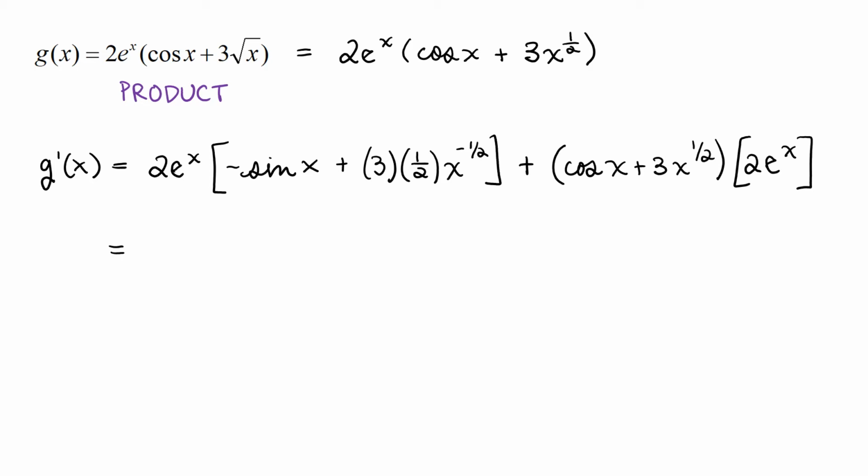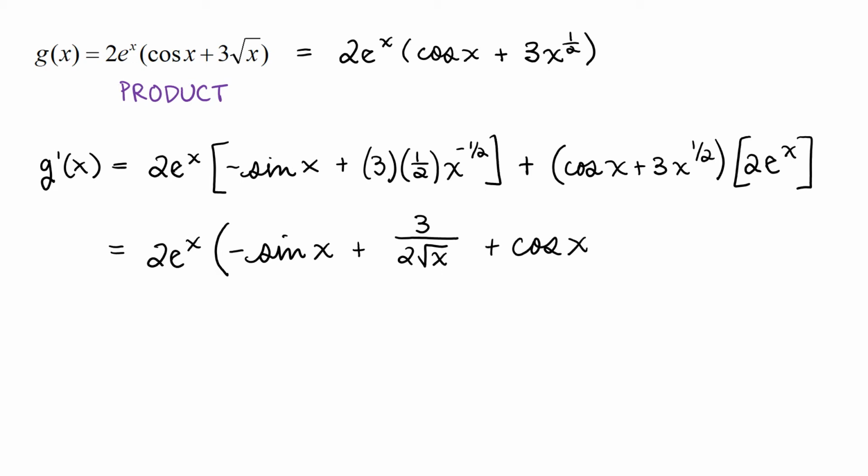Simplifying this a bit, we can factor out our 2e to the x. And then we have negative sine of x plus 3 over 2 root x, plus cosine of x plus 3 square root of x. And this is g prime of x.